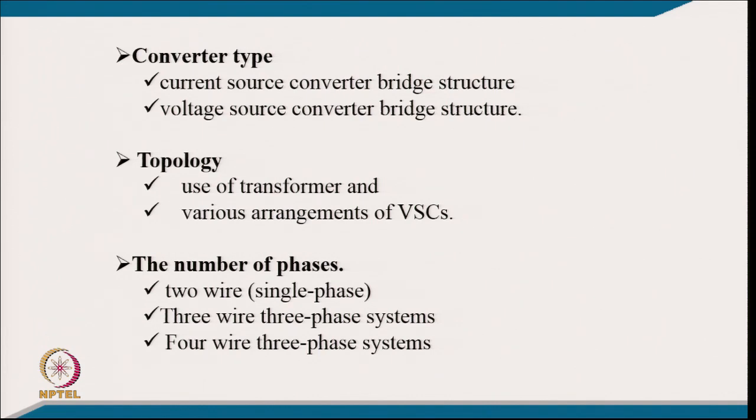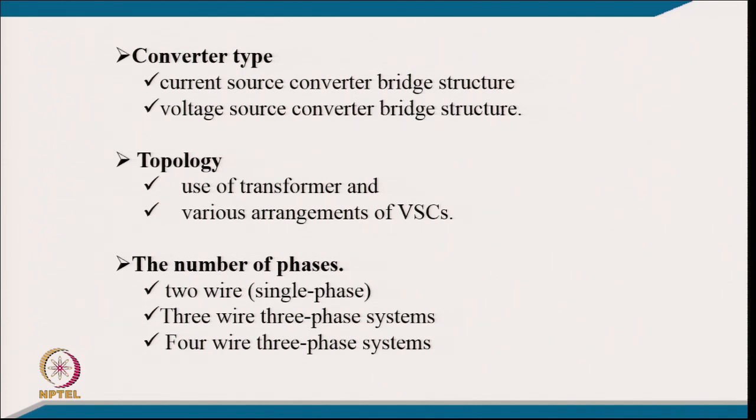So, there are transformer-less configurations, and then there are various arrangements of the voltage source converter. In the case of a 3-phase 4-wire system, either you use single phase units, or you can use the 3-phase voltage source converter itself, and for a 4-wire system you can even use a 4-leg voltage source converter. We will discuss all those. So, that is a kind of classification.